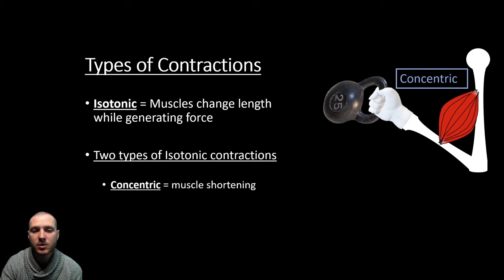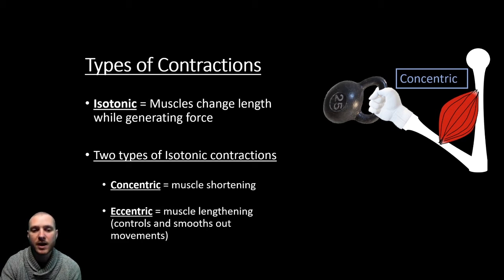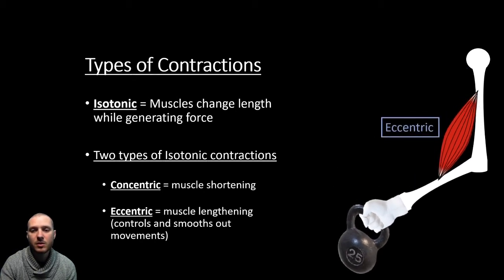The opposite of this is what we call eccentric contraction. And this is when the muscle lengthens, but is also maintaining or generating force. And like I said earlier, this is what allows for smooth, controlled movements as we put the weight back down. So as we gently put this weight back down, this is an eccentric contraction.